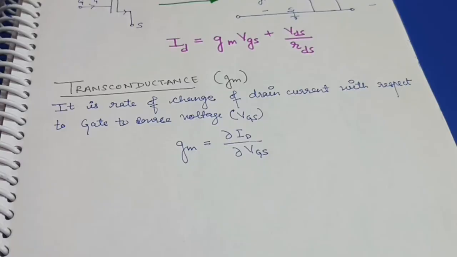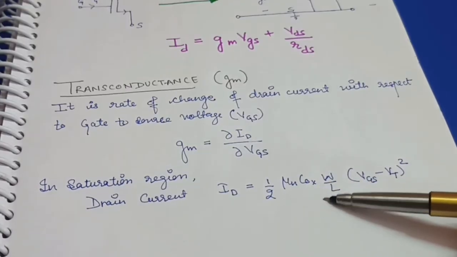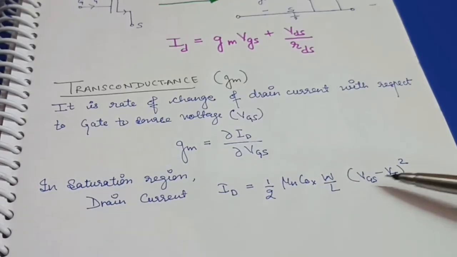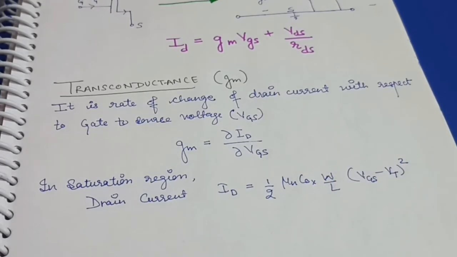Now let's derive the formula for transconductance for the MOSFET in saturation. In saturation region, the drain current is given by ID equals half mu n Cox W by L into (VGS minus VT) whole square. So this term mu n Cox W by L is basically a constant term. Let's just take this constant term as K.